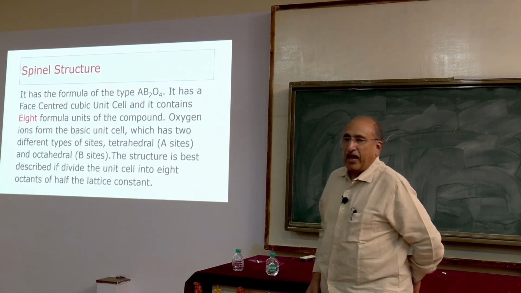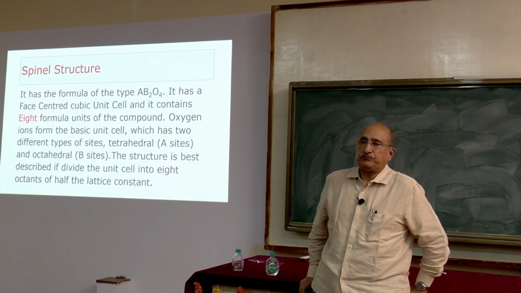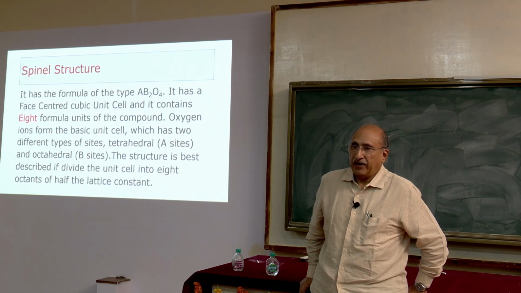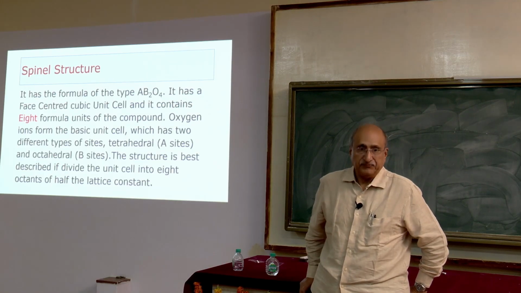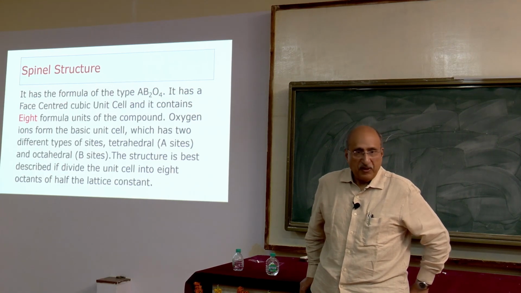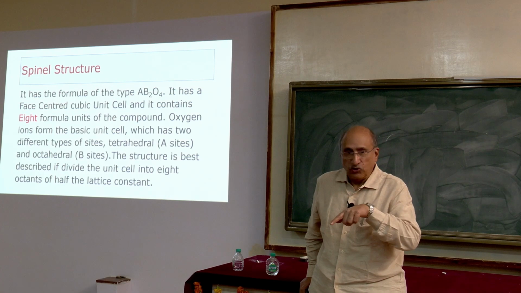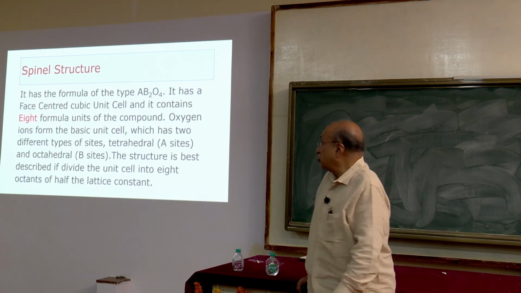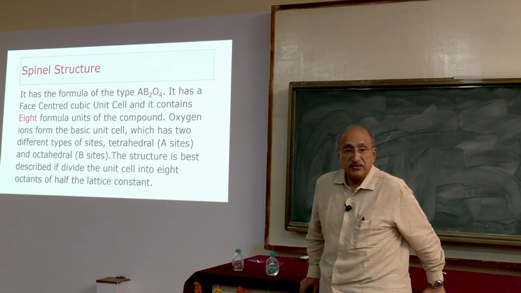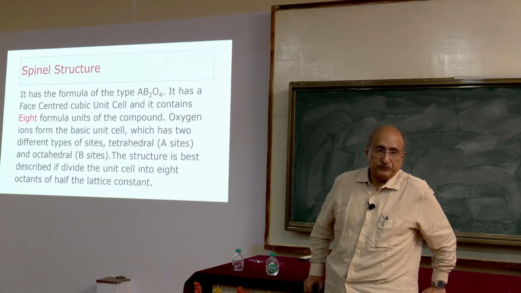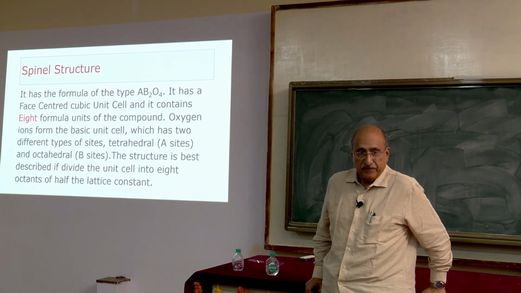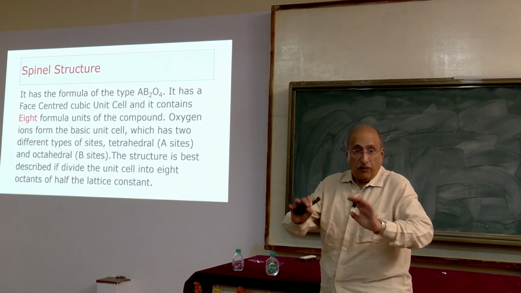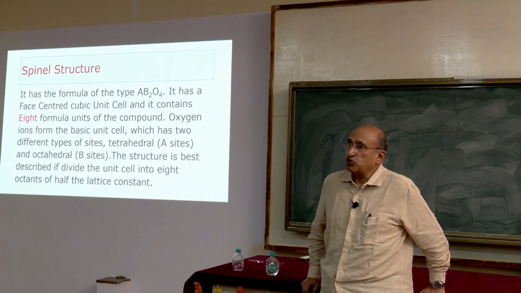It has a formula of type AB2O4. However, its unit cell does not contain just one formula unit, unlike perovskite. Perovskite has one formula unit per unit cell. Here, its unit cell contains 8 such molecules. So, one unit cell is a fairly complex structure. 8 such molecules of this will be put.